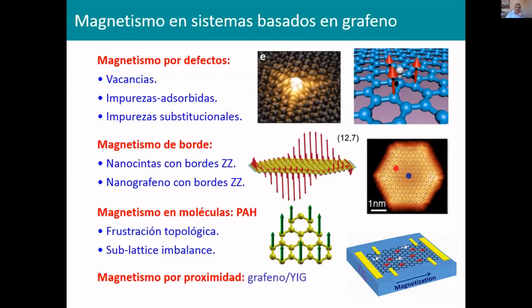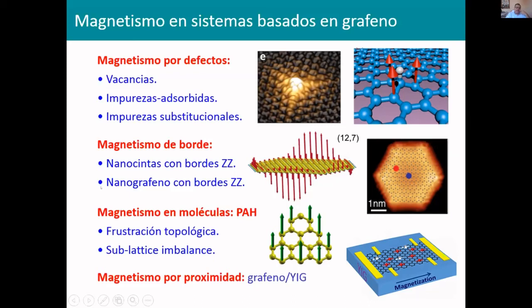In fact, in this image, you can see the STM experiment confirming this prediction that the vacancy in graphene produces a spin moment in the lattice. After that, the second paradigm was the adsorbed impurities, and more recently, substitutional impurities.